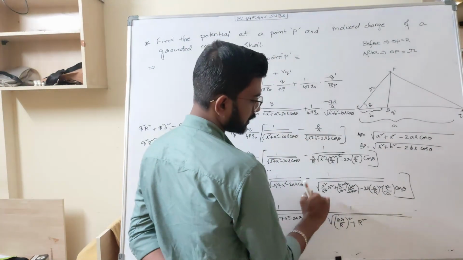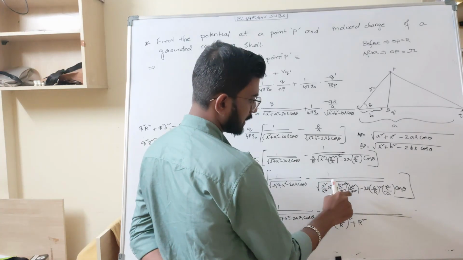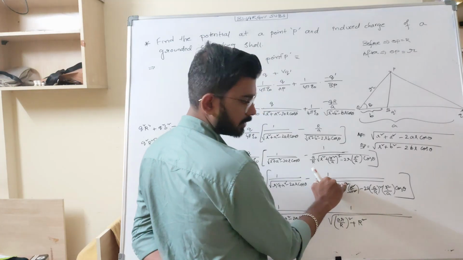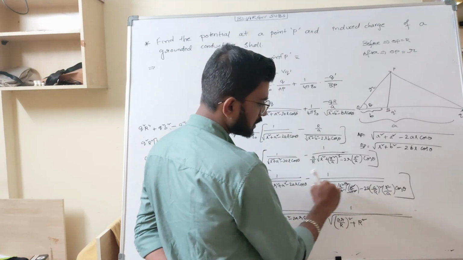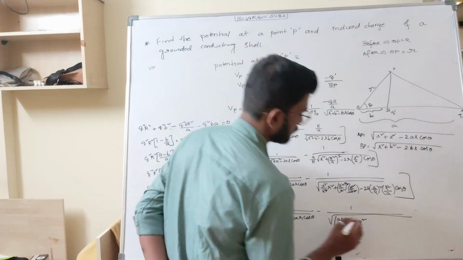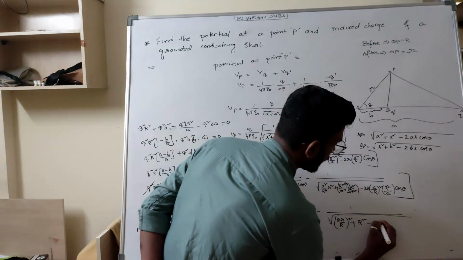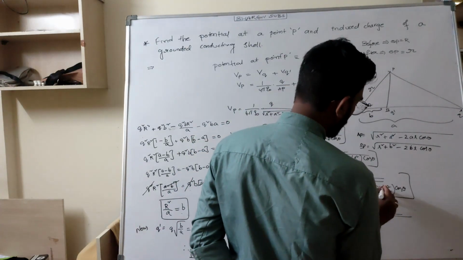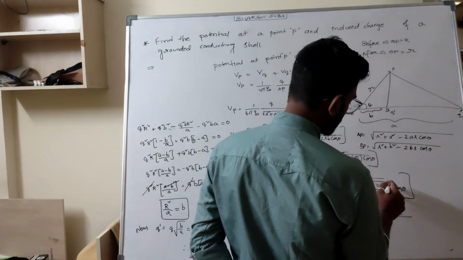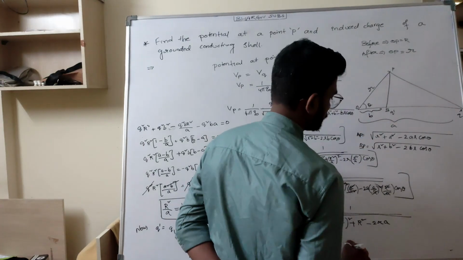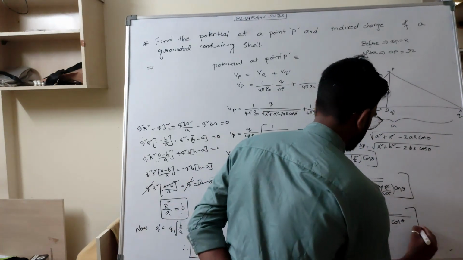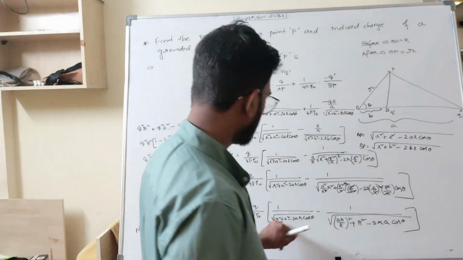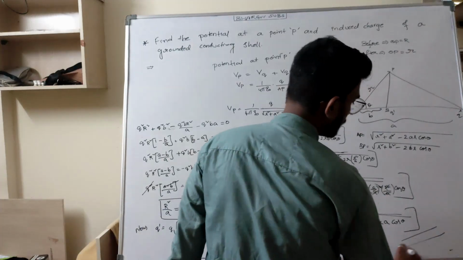So R square whole square, so one R square there got cancelled, and again here A square and here A square because it is whole square, so A square gets cancelled. So finally I got r square minus 2r, and here 1 A gets cancelled, and r square gets cancelled, 2ra cos theta. Yeah, this is the VP potential.